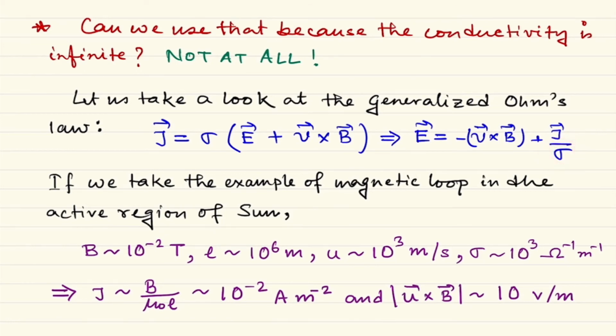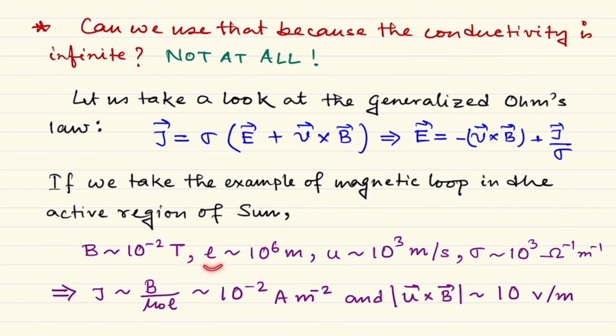We take the example of a magnetic loop in the active region of the sun. In such a loop, the magnetic field is very strong with respect to the magnetic field we actually observe in the solar wind. In the solar wind at 1 astronomical unit, the magnetic field is of the order of 1 to 5 nanotesla. Here it is 10 to the minus 2 Tesla. Well, this is quite high.